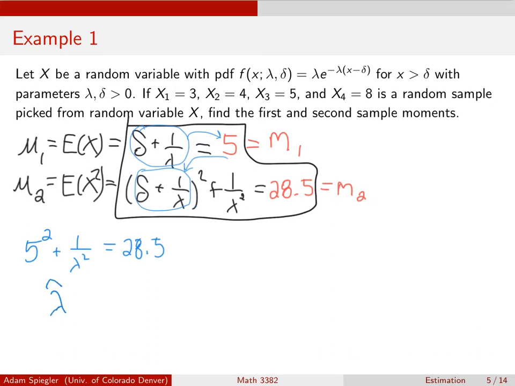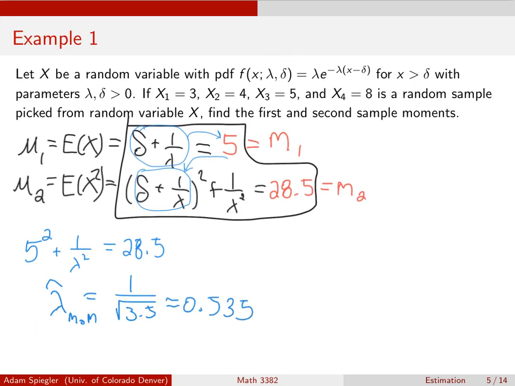I'm going to put a hat on top of this, and I'm going to put a MOM to denote that this is the estimate obtained by the method of moments. In this case, that would be 1 over the square root of 3.5, which I'll estimate to be 0.535.